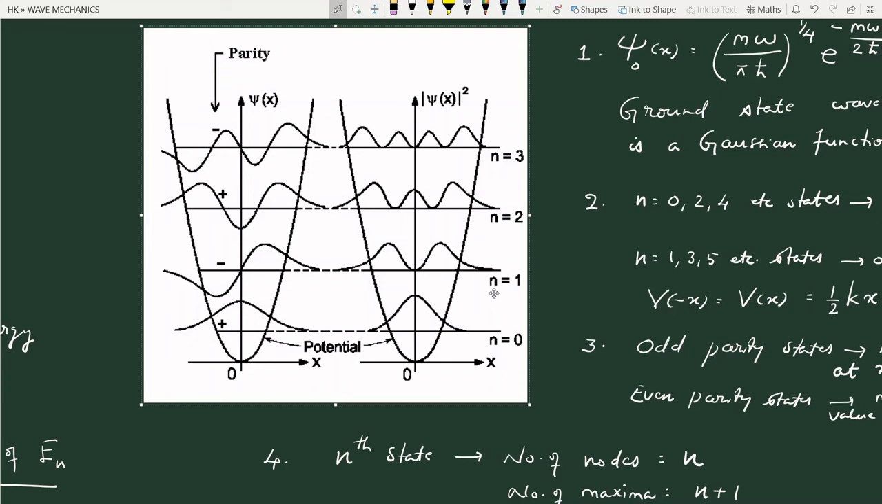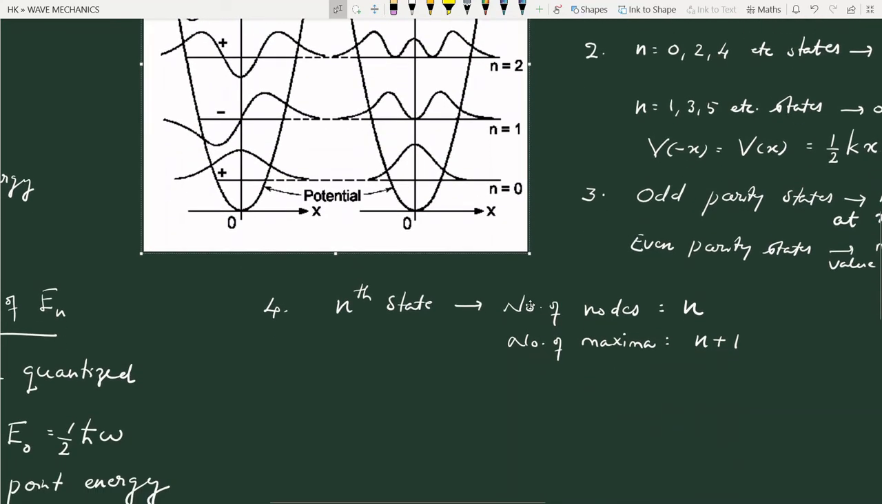Here also, we can consider the harmonic oscillator potential, half kx square, as a finite potential. This can be considered as a finite potential well. A particle is oscillating within a finite potential well, and it can extend beyond the classical turning points. That's the idea. So this is an example of quantum tunneling. The fact that the quantum oscillator has a finite probability of getting detected beyond the classical turning points is an example of quantum tunneling. So that is the next property we can write here.